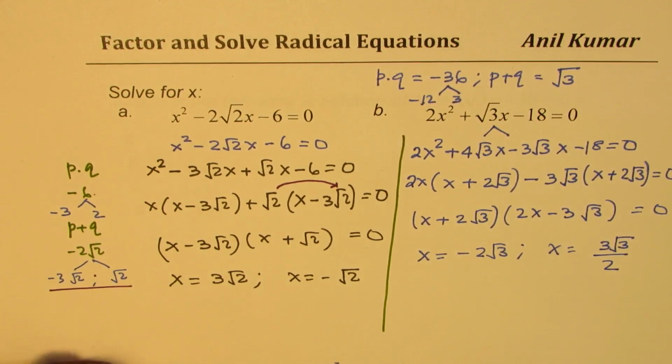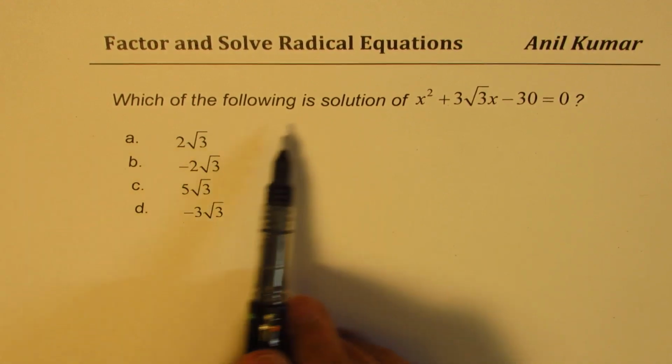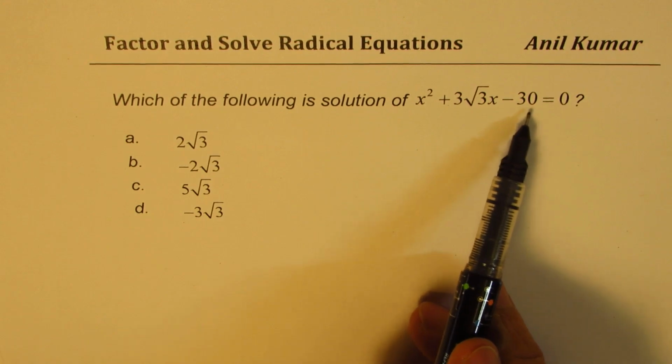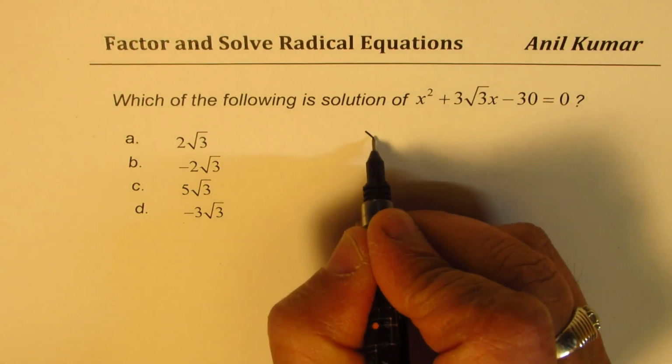So I hope you have understood all these steps. Let's take one more example, and this will be a kind of a confirmation of your understanding. Which of the following is the solution for x square plus 3 square root 3x minus 30 equals to 0? We are given 4 choices, right? So I'd like you to pause the video now, answer this question, and then look into my suggestions.